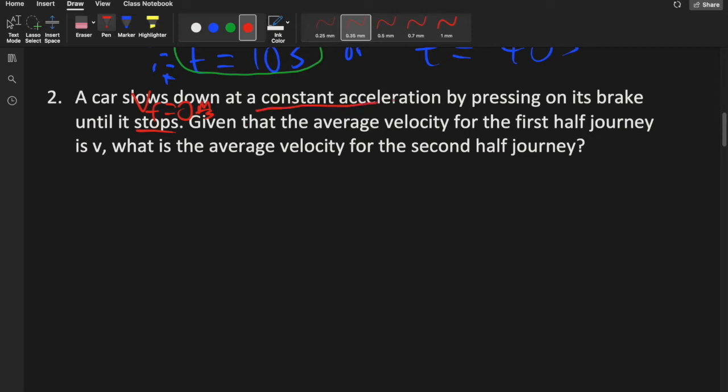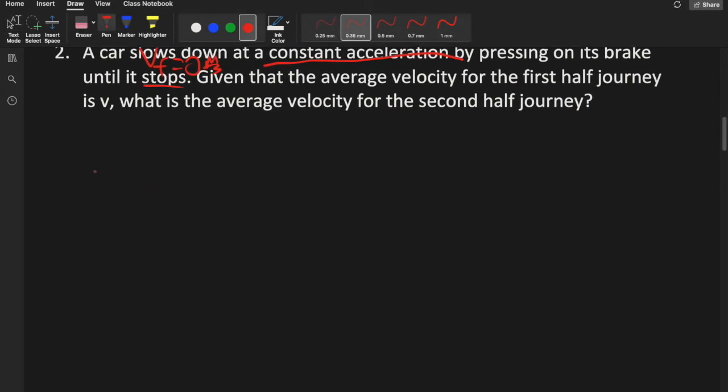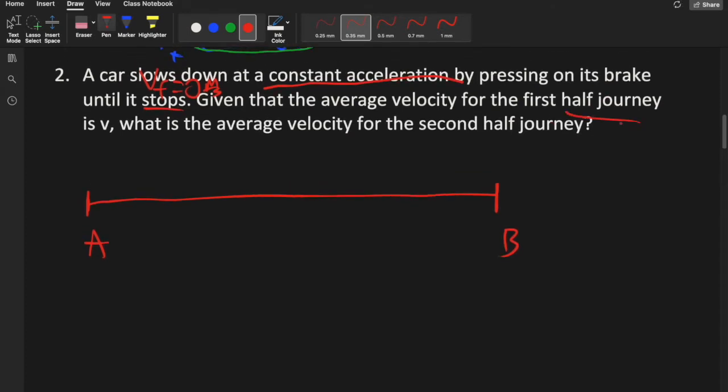The first one is constant acceleration, right? For this problem, I am going to draw a picture first. Assume this is a starting point A, and this is the end point B. Then because it's half journey, I'm going to draw a midpoint C, right?